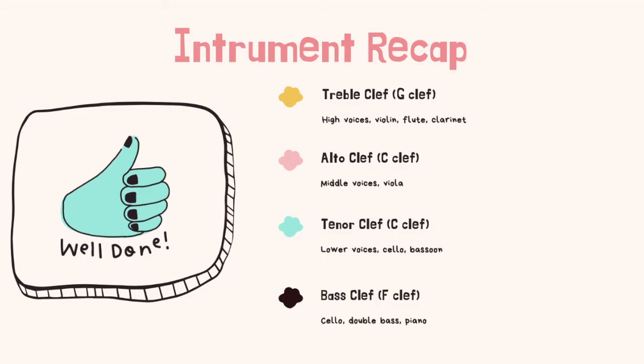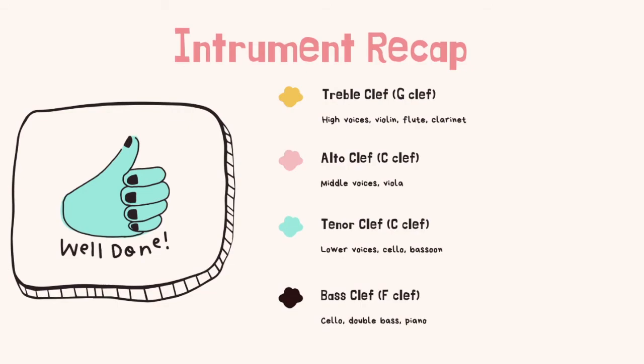Next one, we have the alto clef, which is a C clef. Nowadays, it's really only reserved for the viola. Middle voices in the orchestra, that's just the viola really. So if you learn the viola, you get your own clef, which is quite neat, but you also have to learn the treble clef to play the viola because some of your music gets written up there.